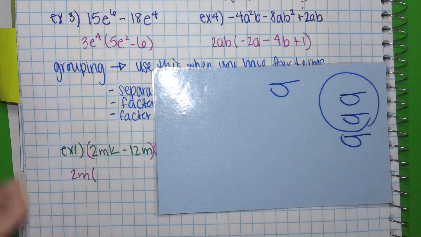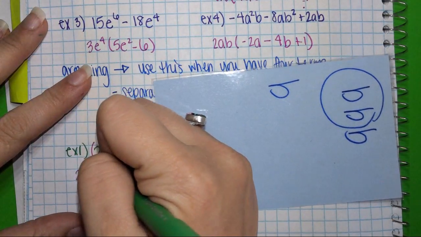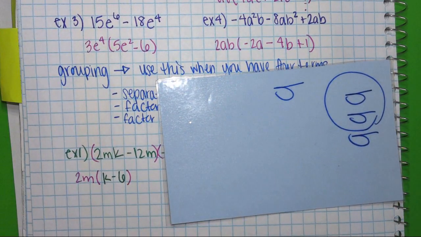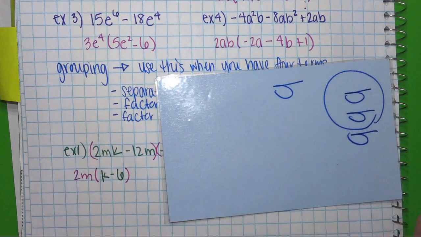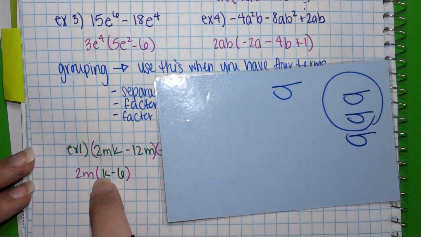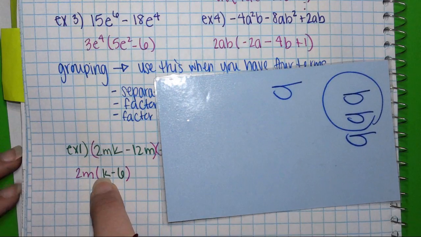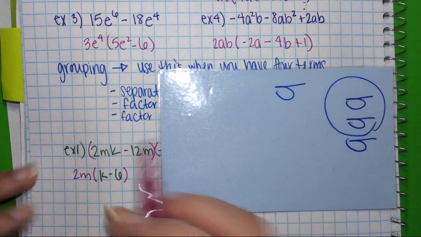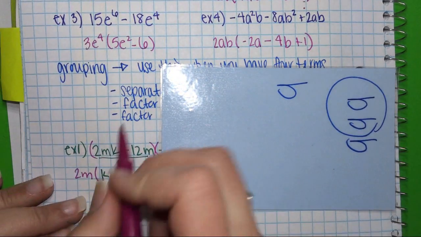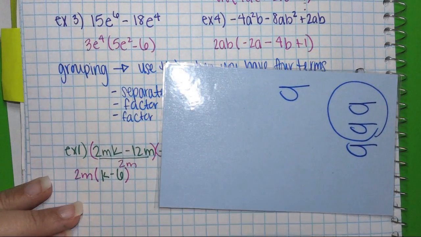What did we say? K minus 6. Take a point. Does everybody see where we got the K minus 6 from? No? Okay. 2mk divided by 2m. K is all that's left over. So factoring is division. All we're doing is dividing this set of parentheses right here by 2m.